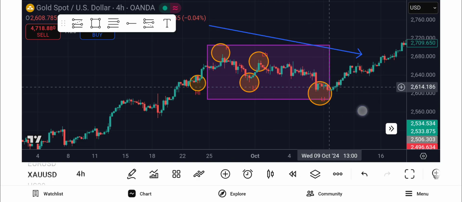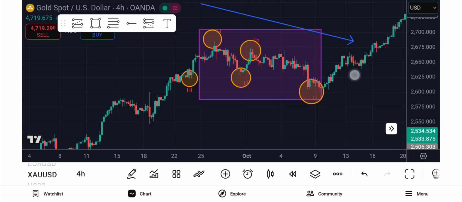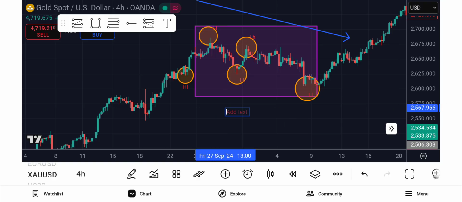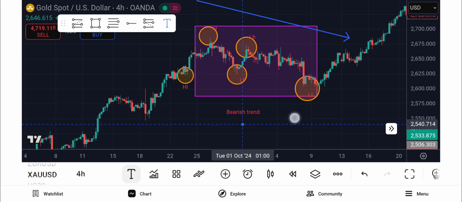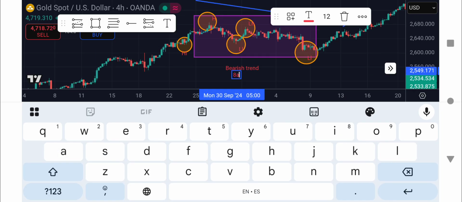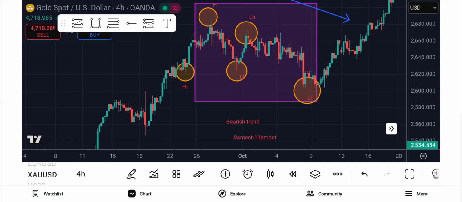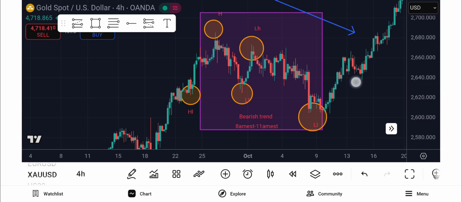Okay, so we'll only focus on what's in this rectangle. So you're gonna put bearish trend, and then you're gonna put 8 a.m. Eastern to 11 a.m. Eastern. Now you're only looking for entries again at 8 a.m. Eastern to 11 a.m. Eastern. You're not worried about anything outside of those. Those are the best entries.